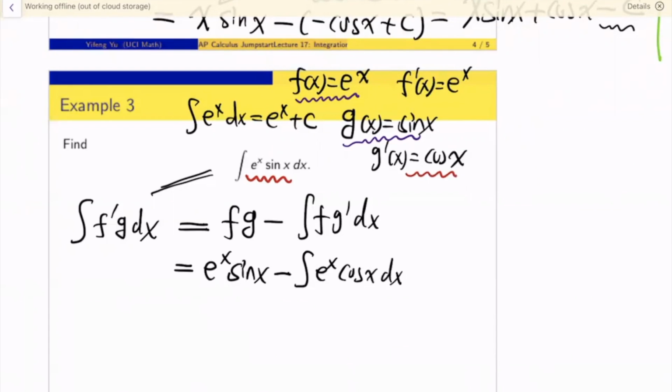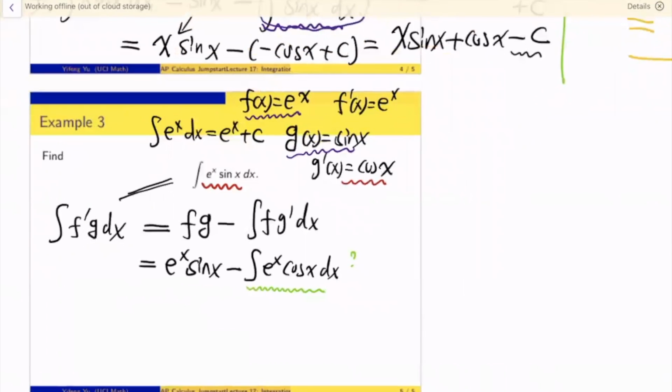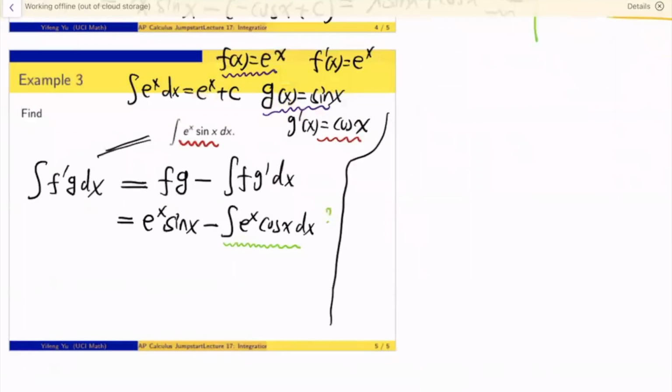Now at this point, you say, hey, we still haven't got what we want, because it is unknown what the antiderivative of e^x times cosine x is. The trick here is to do it one more time. Let's apply the formula to e^x times cosine x. So let's do it one more time.